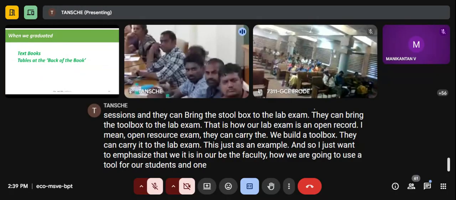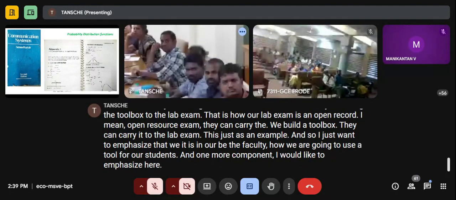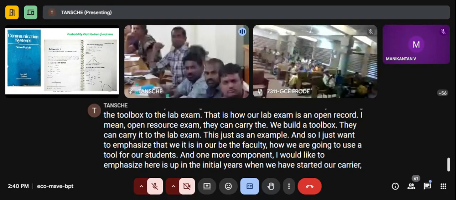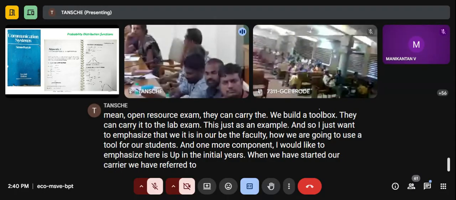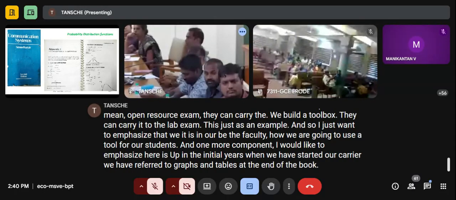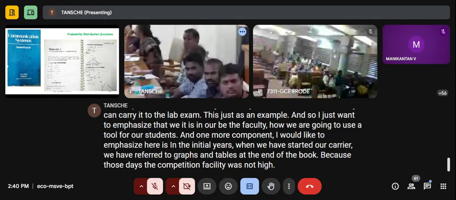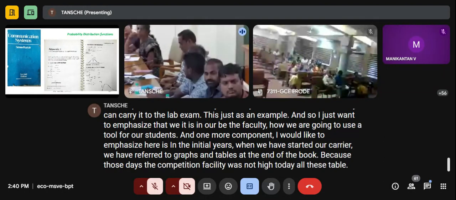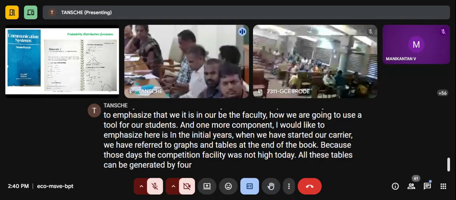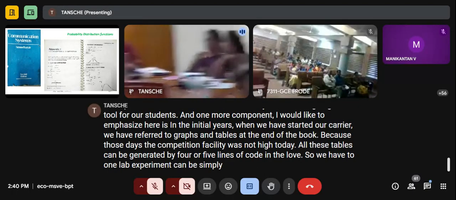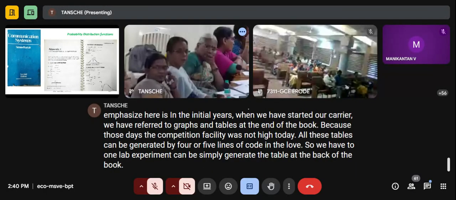And one more component I would like to emphasize here is, in the initial years when we started our career, we referred to graphs and tables at the end of the book, because in those days the computation facility was not high. Today, all these tables can be generated by 4 or 5 lines of code in the lab. So one lab experiment can simply be to generate the table at the back of the book. Do we all agree? Yes, so we need to explore.